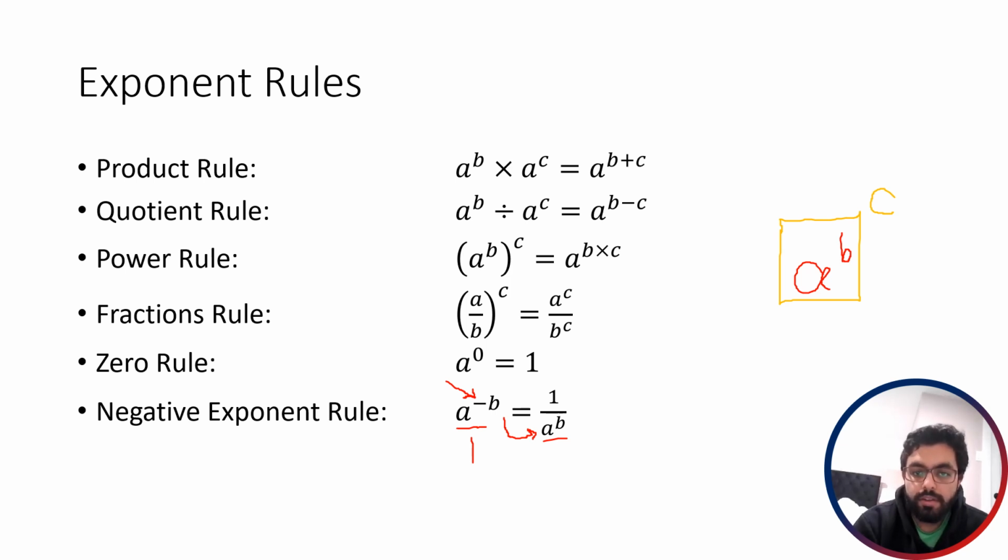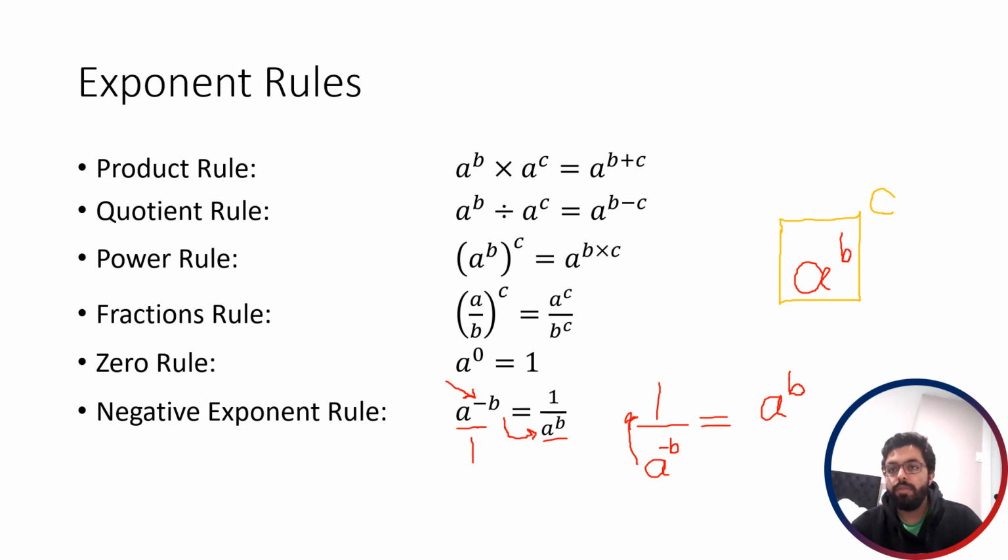Similarly, if you had 1 over a to the negative b, then you could flip this whole thing over so that the a comes upstairs, and you get rid of the minus sign. So those are some helpful rules. You're not going to need all of them in the practice problems coming up on the next slide, but they're good rules to know.